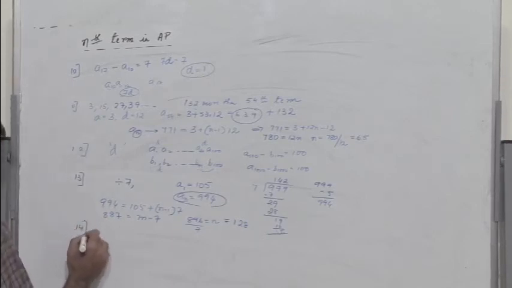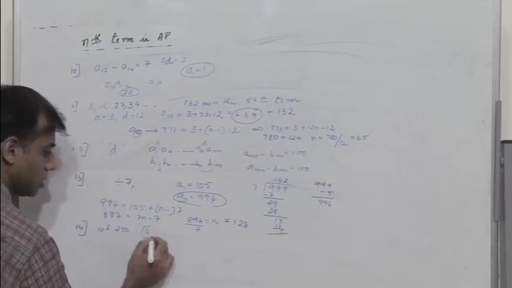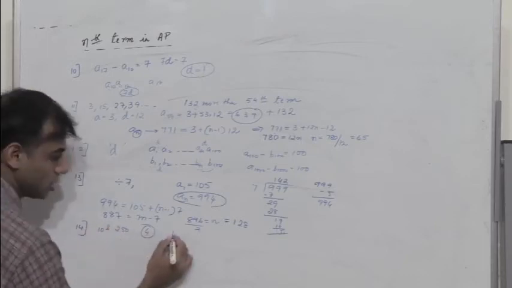So the next problem, 14. How many multiples of 4 lie between 10 and 250? So between 10 and 250, we need to know how many multiples of 4 exist. The first number which lies between 10 and 250, which is divisible by 4, is 12.